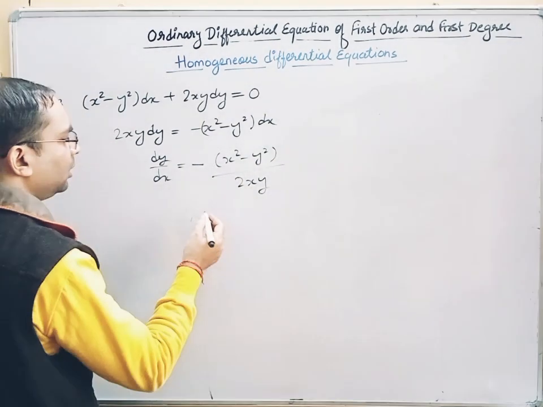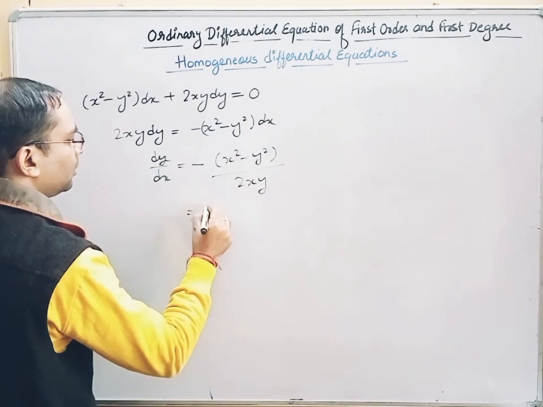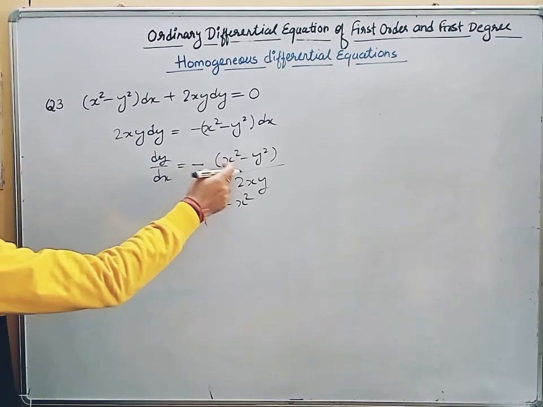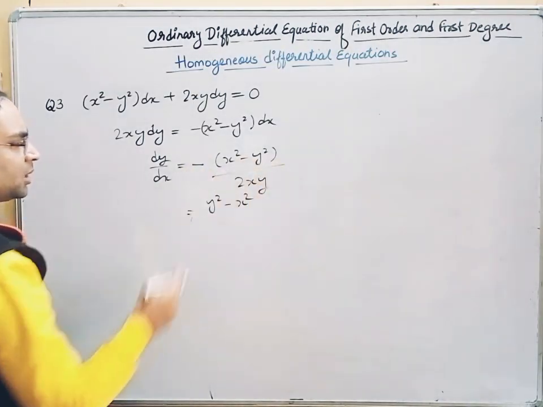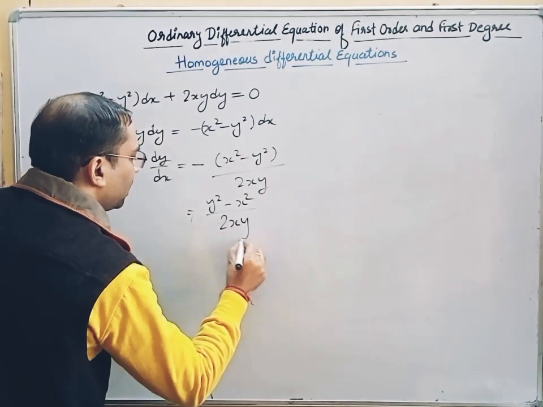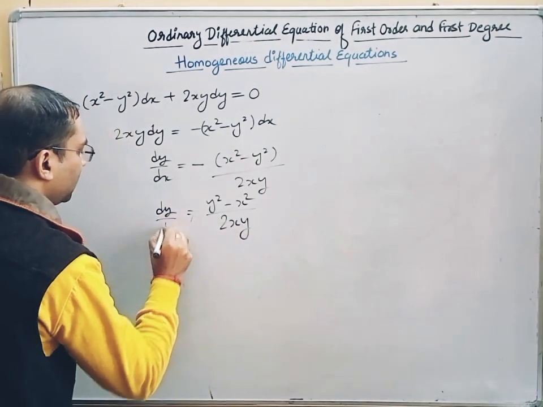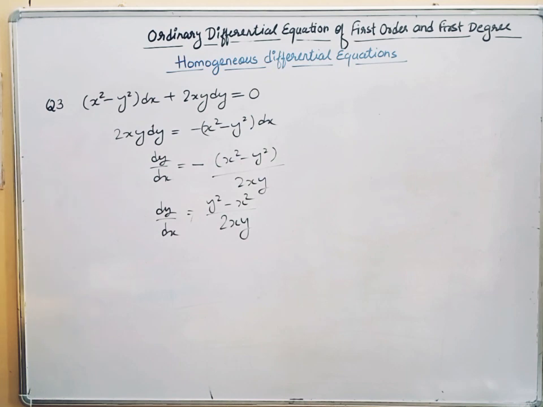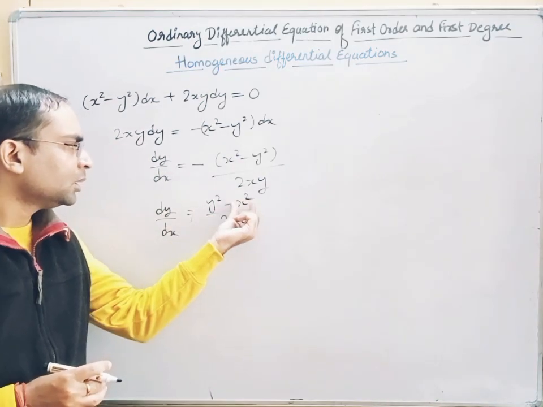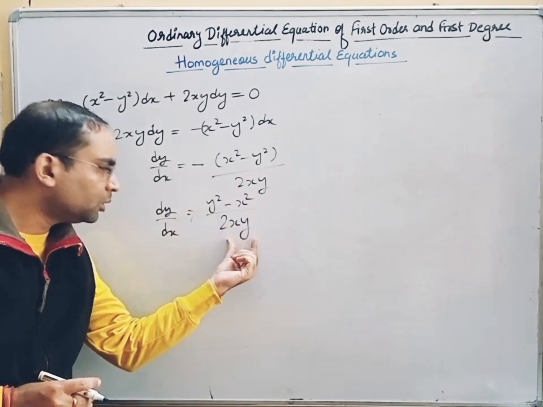We can solve it further. This is (y square minus x square), just taking this minus inside, this will be minus x square minus minus plus y square. So dy by dx is equal to (y square minus x square) divided by twice of xy. Now we can see this is a homogeneous equation because the degree for this term is 2, degree for this term is also 2, and degree for this term is also 2.